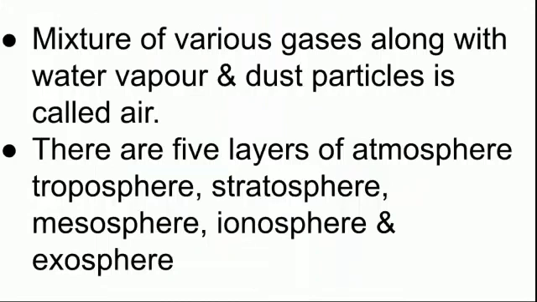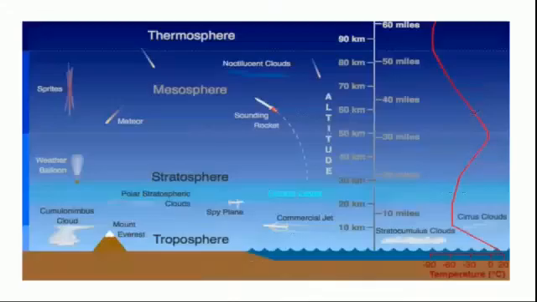There are a total of 5 layers of atmosphere: troposphere, stratosphere, mesosphere, ionosphere and exosphere. Here in this picture you can observe the layers of atmosphere. Also, one more layer which is important is the ozone layer. At the beginning of the stratosphere you can observe the ozone layer. The layers of atmosphere are given in this picture with respect to their heights.